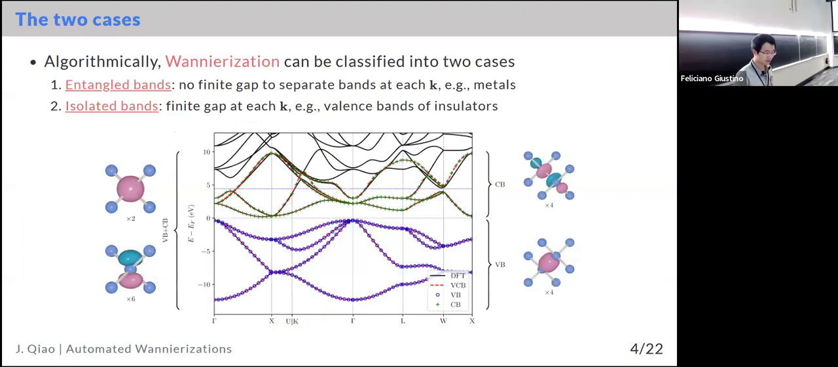Algorithmically, Wannierization can be classified into two cases. The first is entangled bands, that is, there's no finite band gap to separate eigenvalues at each k point, like in metals. The second case is isolated bands, where there's always a gap at each k point, like the valence bands of an insulator. We have to tackle these two cases differently. For the valence plus conduction bands, we can construct s and p-like Wannier functions. But for the valence or the conduction alone, they are the bonding and anti-bonding orbitals, so it's a little bit more difficult.